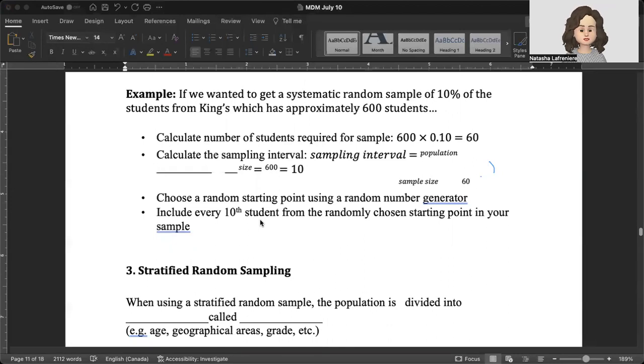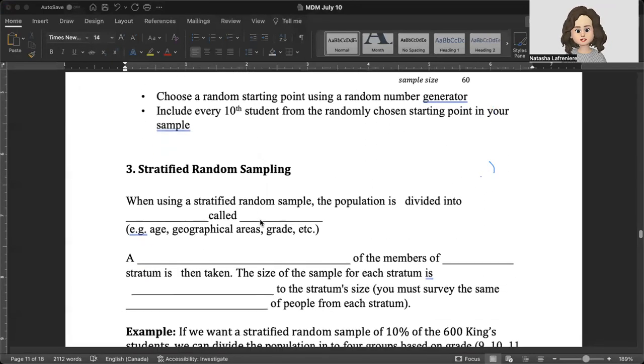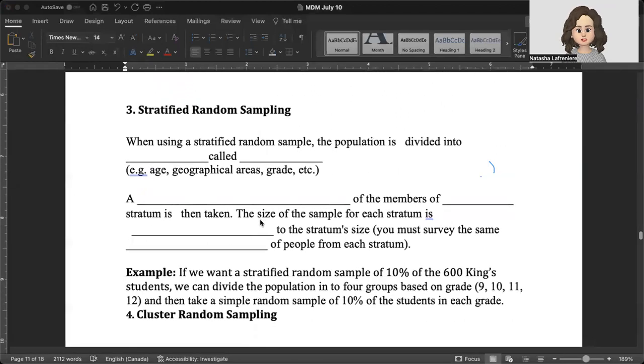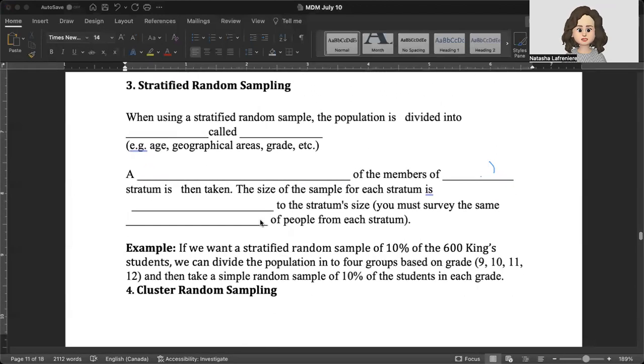Then you choose a random starting point using a random number generator, and include every 10th student from the randomly chosen starting point in your sample. Okay. Next, we've got stratified random sampling. When using a stratified random sample, the population is divided into groups, which are called strata.